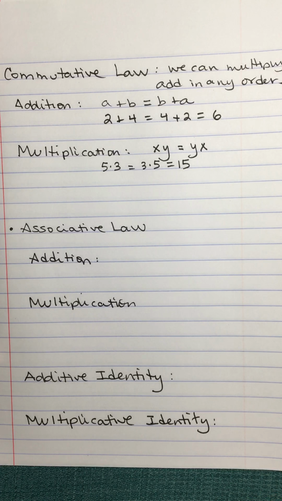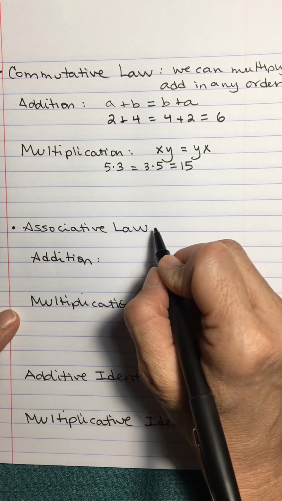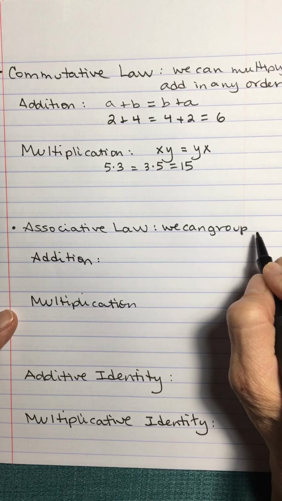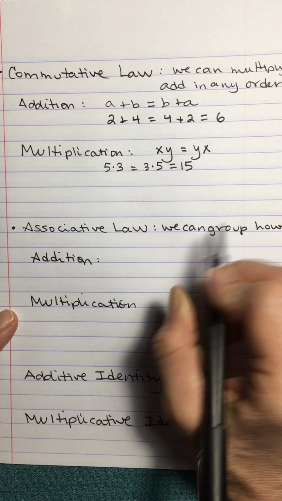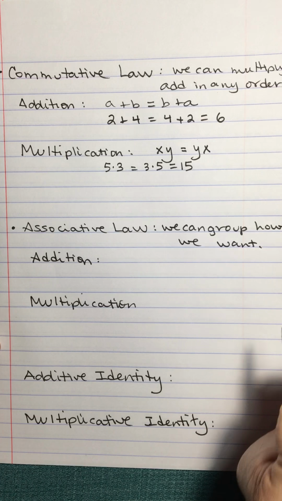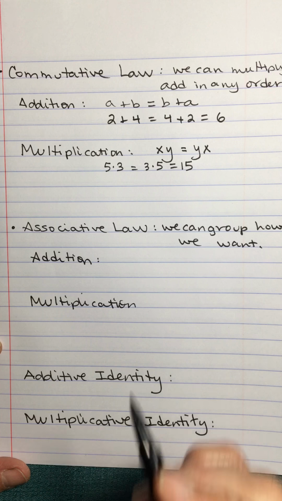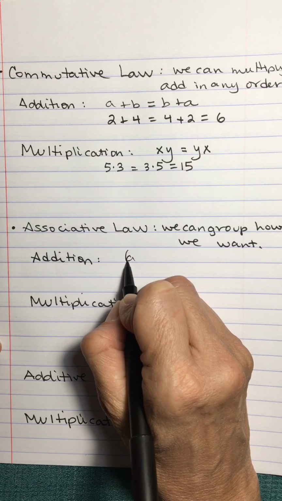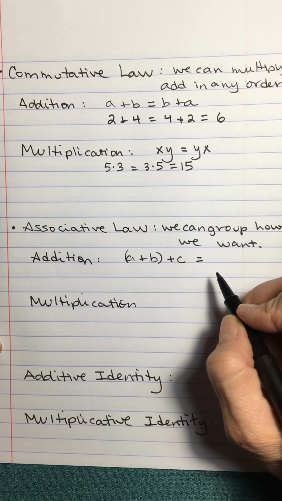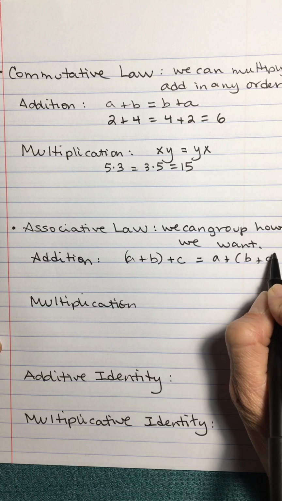In addition to the commutative law, we also have the associative law. This is what we use with parentheses. It means we can group however we want, as long as everything is being added together or everything is being multiplied together. For instance, if I have the quantity A plus B plus C, I could move the parentheses and do the B plus C first.